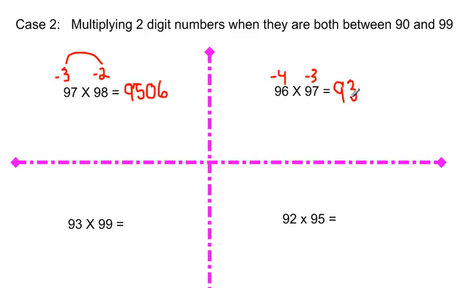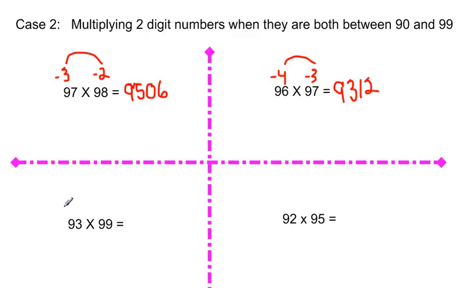And again, because my base is 100, I have 2 more digits to put down because there are 2 zeros in 100. To get those numbers, I'm going to multiply these 2 digits at the top. I know that 4 times 3 is 12, or negative 4 times a negative 3 is a positive 12. So my answer is 9,312. Let's look at 2 more examples.